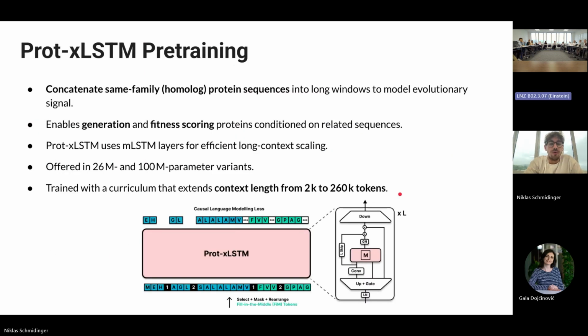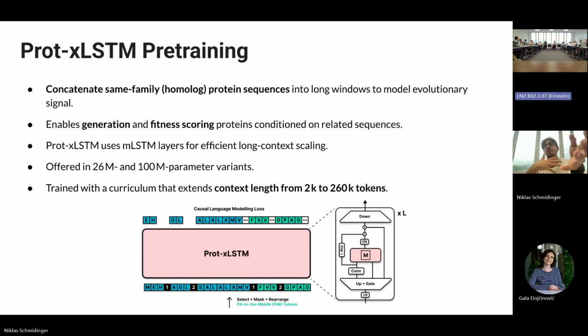Okay, so how does this Prot-xLSTM work? Here we have this retrieval-augmented approach, because with proteins you don't inherently have long sequences, right? A protein is not that long in terms of how many amino acid characters you have. But what we did is concatenate multiple proteins from the same family, which have evolved together. These are called homologs. And then you just model on these concatenated homologs. This gives you a very strong evolutionary signal, and you can use this later to condition the model in different protein spaces.